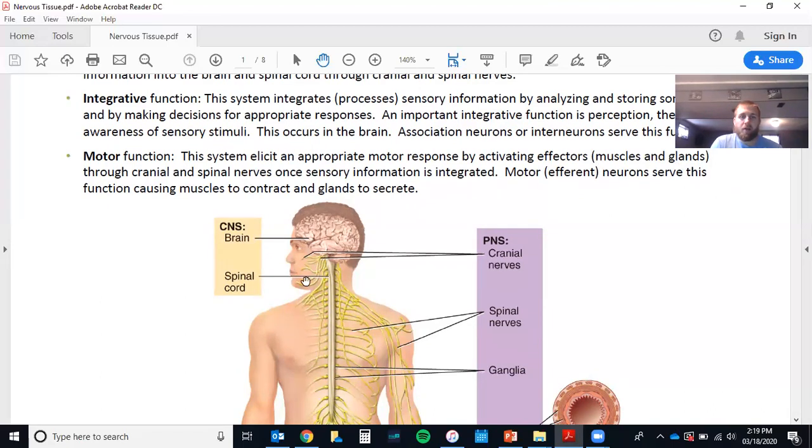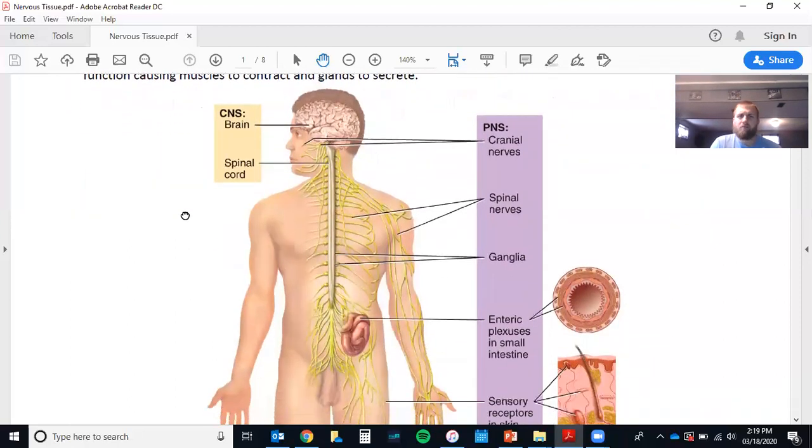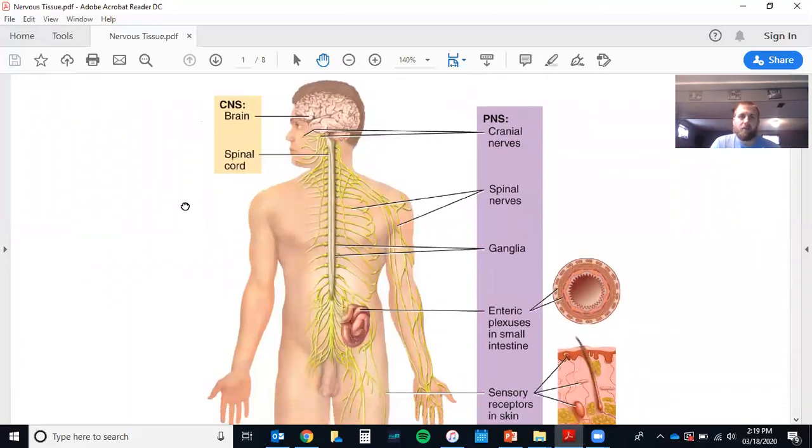Signals are carried out by way of the cranial nerves attached to the brain, or the spinal nerves attached to the spinal cord, once that sensory information is integrated. The type of neurons that perform this are called motor, which is nice, or efferent neurons, which cause muscles to contract and glands to secrete. And really, I could say muscles to not contract. Sometimes we want a response to stop muscles from contracting, but that is pretty far from what we talk about in this class. As far as this picture at the bottom, it's not something I would ever ask you to know. It does show you those different structures that I was talking about.